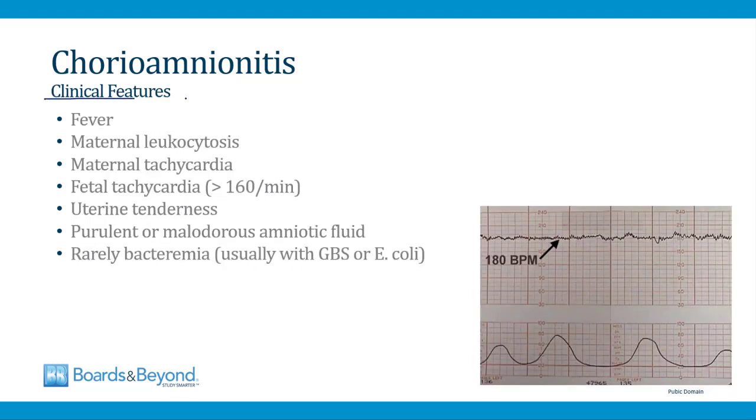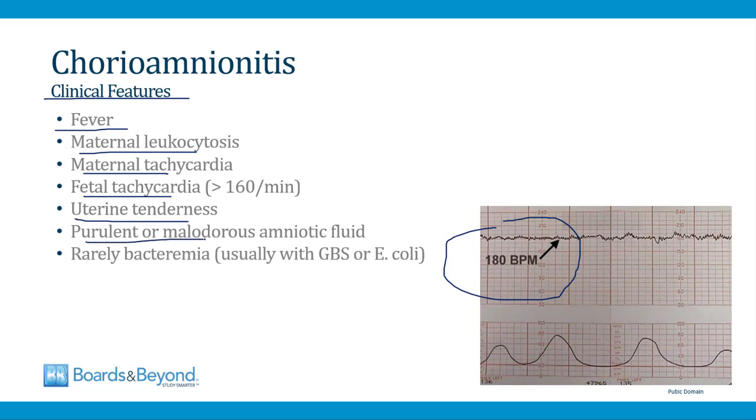The clinical features of chorioamnionitis include fever and maternal leukocytosis. The mother can develop an increased heart rate, and so can the fetus. So in the differential diagnosis for a fetus that has persistent tachycardia, like shown on the screen here, is the possibility that the mother may have chorioamnionitis. The uterus can become tender on exam. Sometimes there is purulent or malodorous amniotic fluid. And then in rare circumstances, women can develop bacteremia from chorioamnionitis.